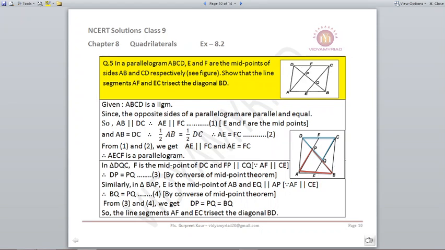Question number 5. In a parallelogram ABCD, E and F are the midpoints of the sides AB and CD respectively. Show that the line segments AF and EC trisect the diagonal. Now let us first understand this.